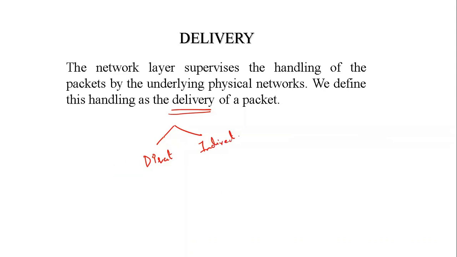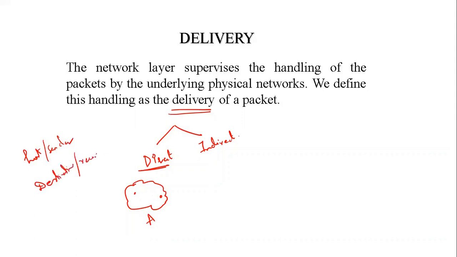So, why are we talking about direct delivery and indirect delivery? In the case of direct delivery, the final destination of the packet is a host connected to the same physical network. That is, you have a network, suppose A. In this A only, you have both the source of the packet and the destination of the packet. So this kind of delivery, where the final destination of your packet is connected to the same physical network as the host. The host or the sender is the same thing. Destination or the receiver is the same thing.